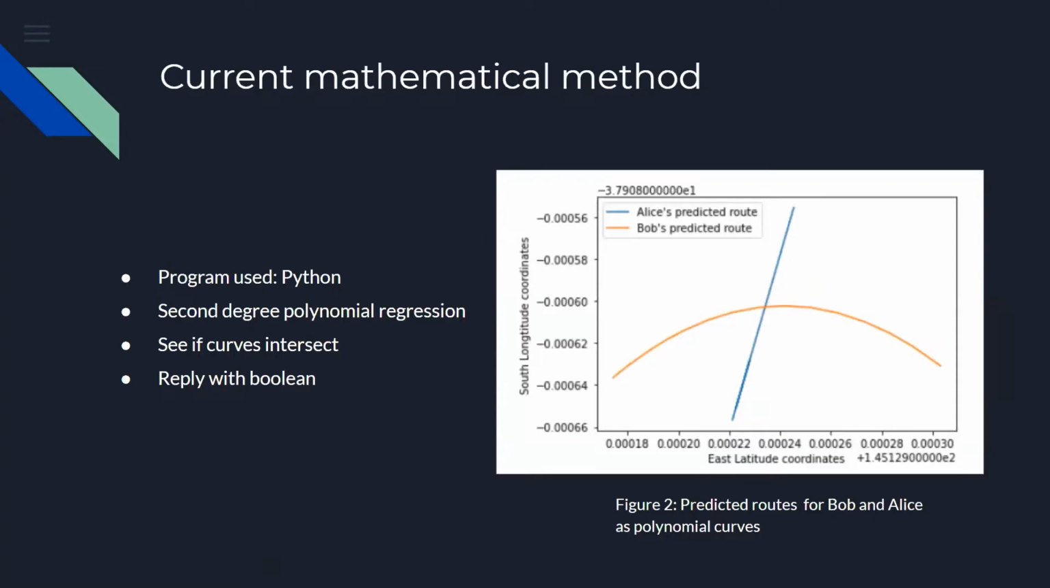The current mathematical method that is used in this collision detection algorithm is to fit a second-degree polynomial regression over the discrete data points. This is done in Python and is based on the assumption that most routes can be approximated by a polynomial and that most routes are roughly polynomial in nature. The algorithm will then see if the curves intersect and reply with a Boolean.